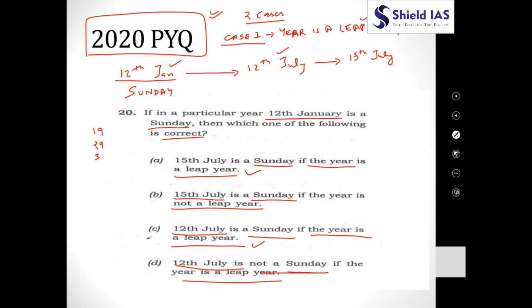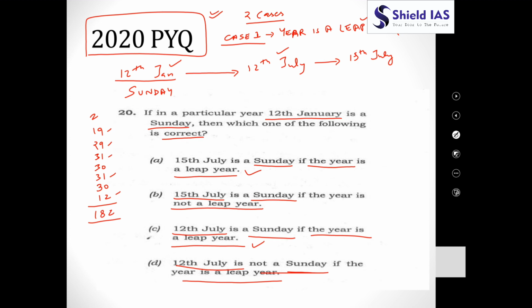Yes. March consists of 31 days. April consists of 30 days. May consists of 31 days. June consists of 30 days, and we have to go towards 12 July. So we will add 12. So 19, 48, 79, 109, 140, 170 and 182. We will get 182. Okay.